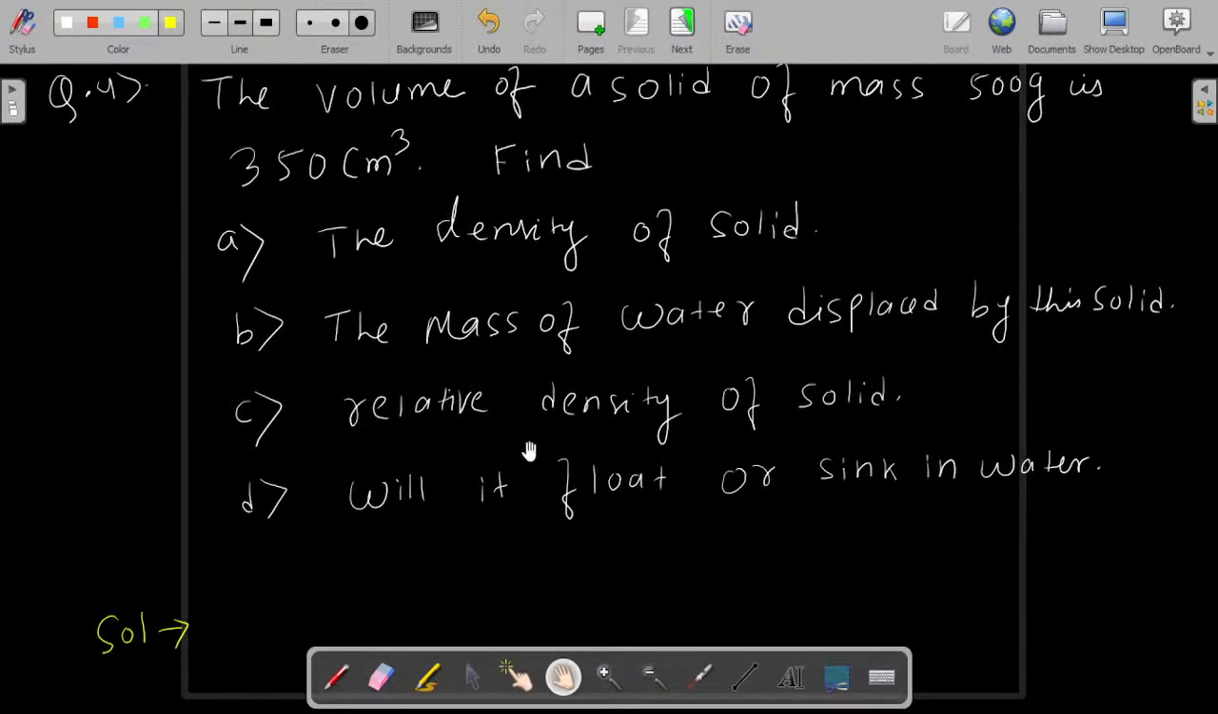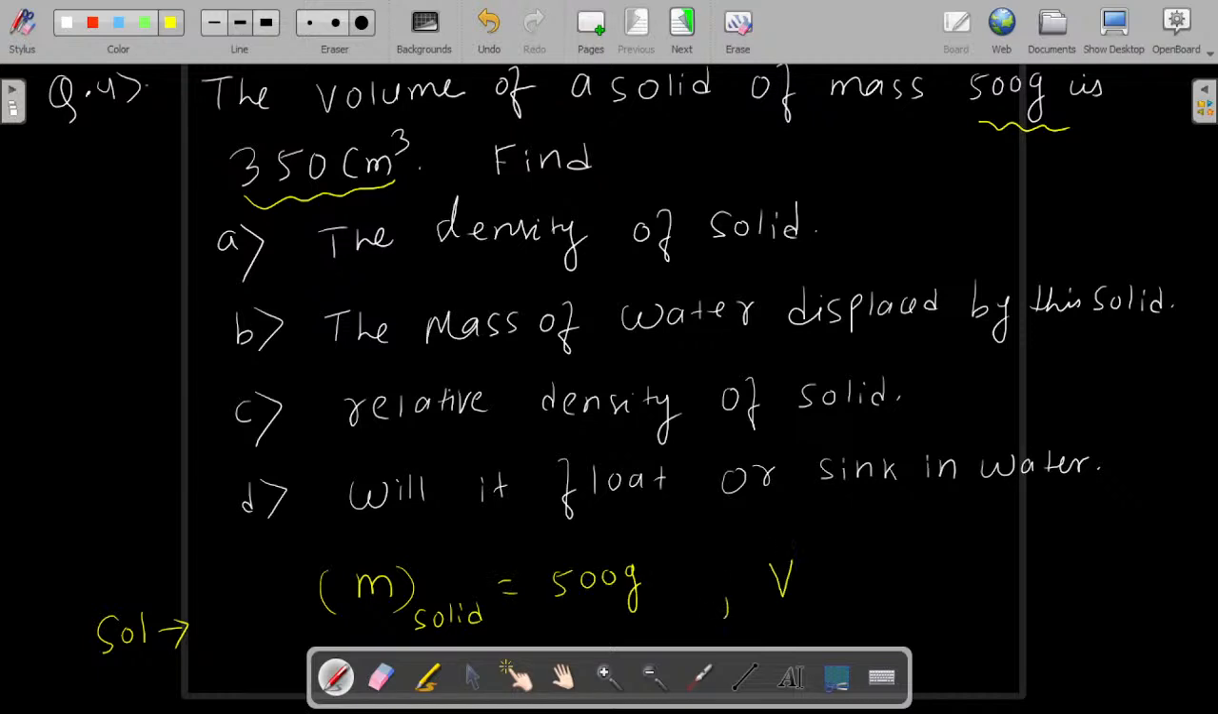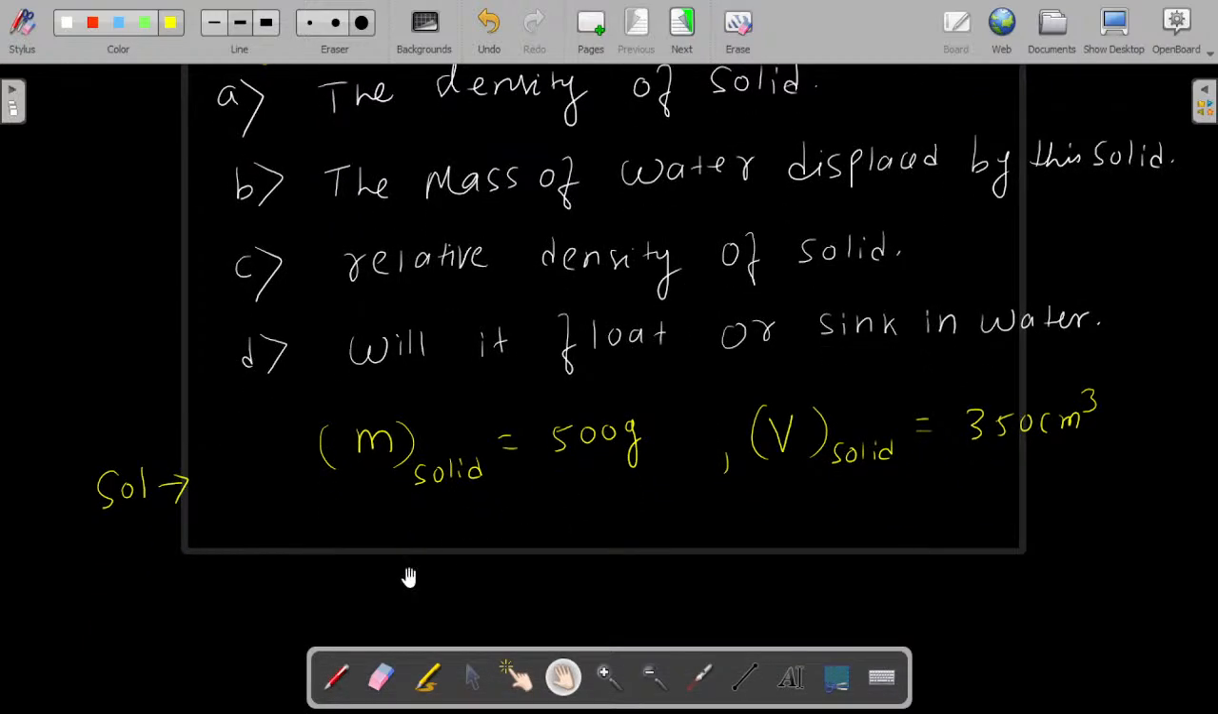So what is given? First underline the things. Gram is the mass, centimeter cube is the volume. So what is the mass of solid? M of solid is how much? 500 gram. Note down this. Volume of solid is how much? 350 centimeter cube. So first find density of solid.